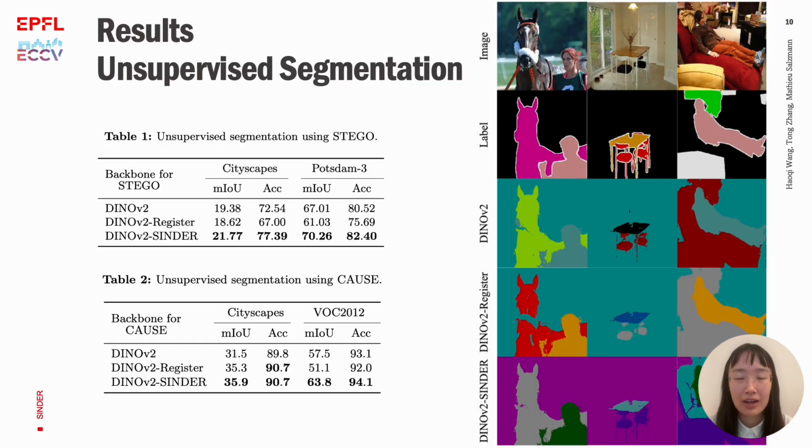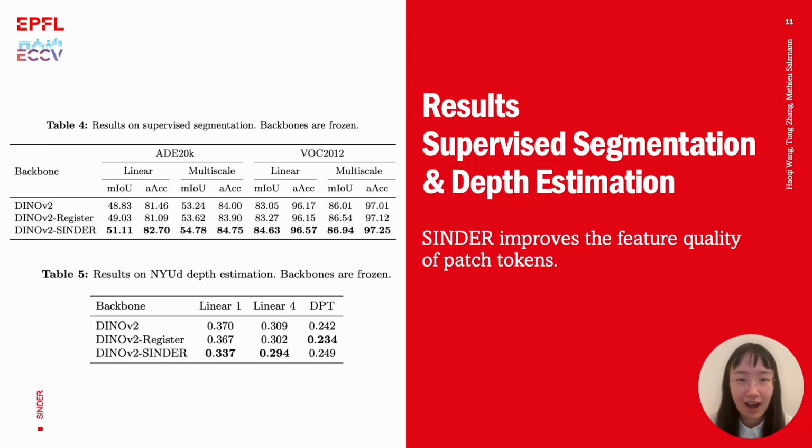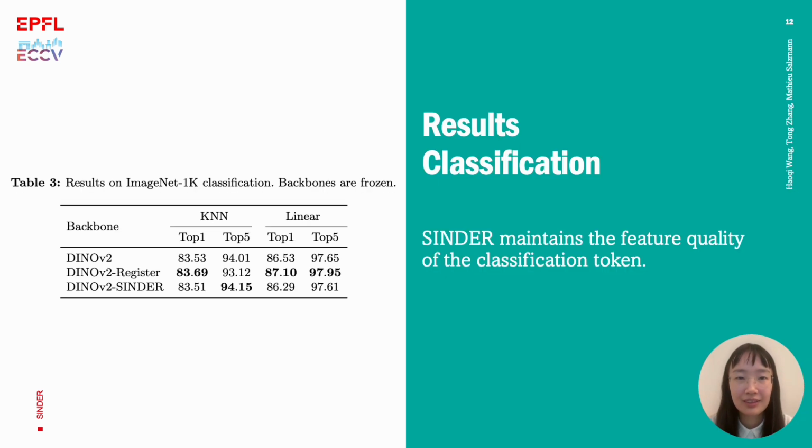We tested our repaired DINOv2 model on unsupervised segmentation tasks and got improved results using both CAUSE and STEGO algorithms. Our repaired model also demonstrates superior performance on the supervised segmentation and supervised depth estimation tasks. These results show that SINDER improves the feature quality of patch tokens. We also tested classification on ImageNet-1K to demonstrate that our algorithm repairs the defective patch tokens while maintaining the classification token quality.